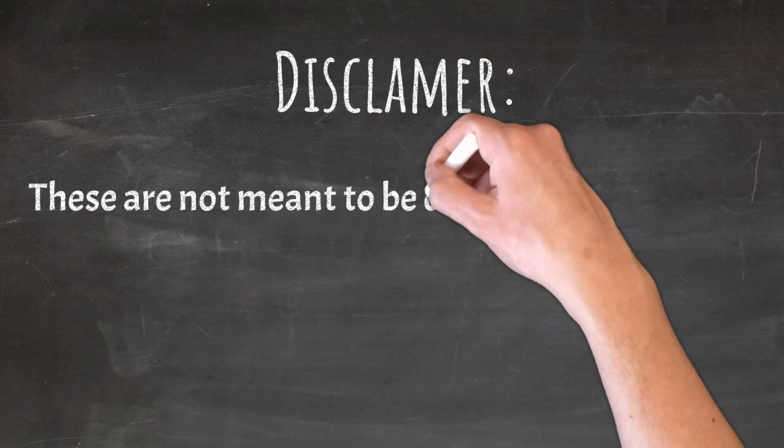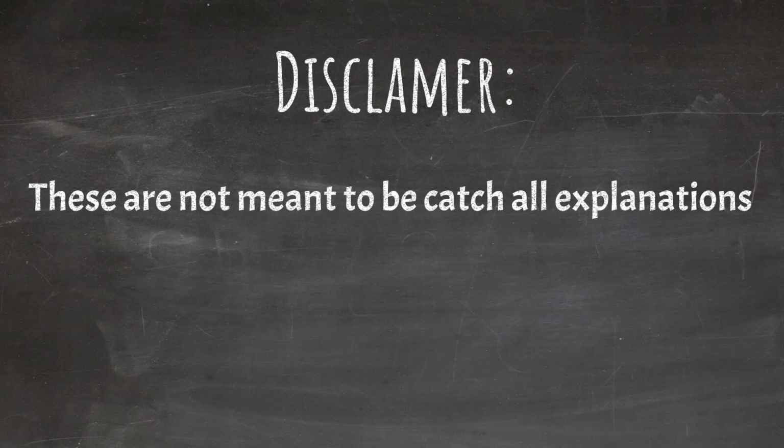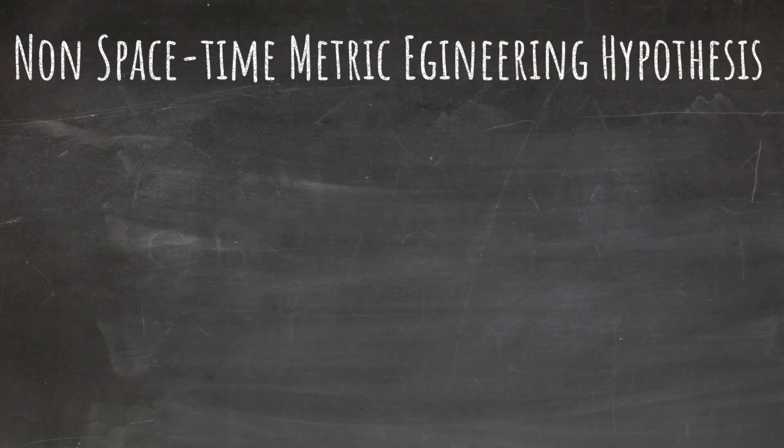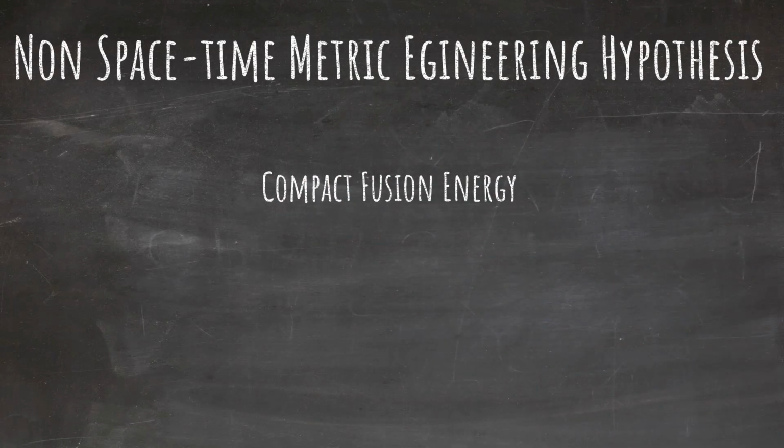Now, I want to put up a disclaimer that these are not meant to be catch-all explanations. For all we know, we're dealing with multiple technologies. The idea is that in some cases, this may be what we're seeing. Also, if we wanted to replicate these things, this might be how we would do it. I'm going to start with the most grounded in known physics and then move on to more speculative. I've got three basic hypotheses here. The first one is non-space-time metric engineering using compact fusion with ionic propulsion.